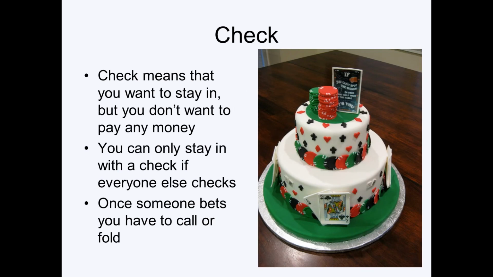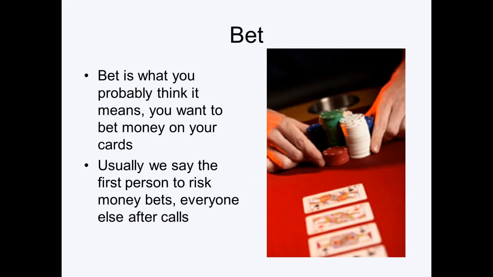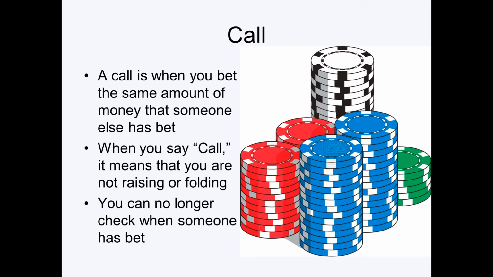Check means that you want to stay in, but you don't want to pay any money. You can only stay in with a check if everyone else checks, right? Once someone starts to bet, you have to call, raise, or fold. You can't check anymore, right? Bet is what you probably think it means. You want to bet money on your cards. Usually we say the first person to risk money bets. Everyone else after that either calls or raises. A call is when you bet the same amount of money that someone else has bet. When you say call, it means you are not raising or folding. You can no longer check when someone has bet.